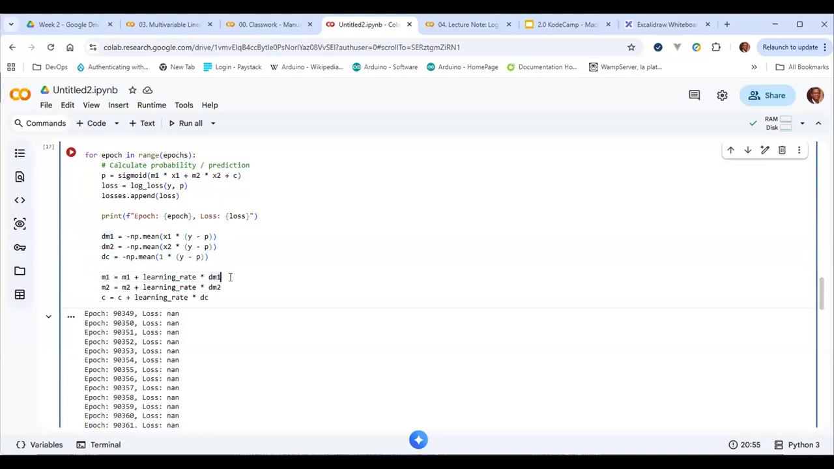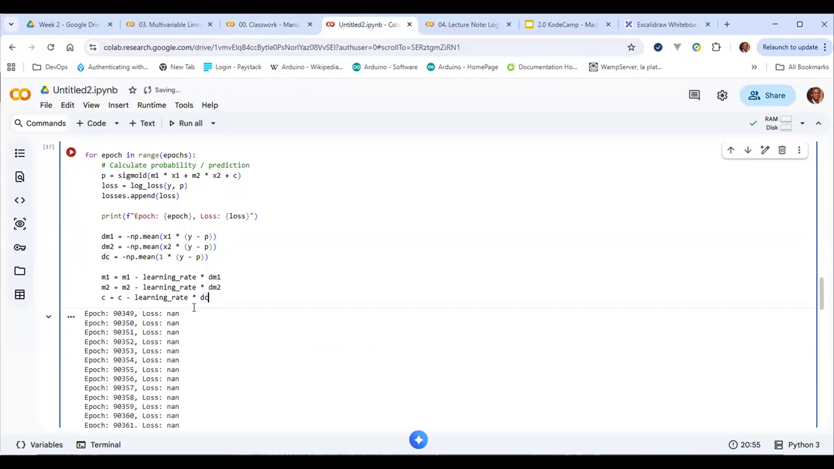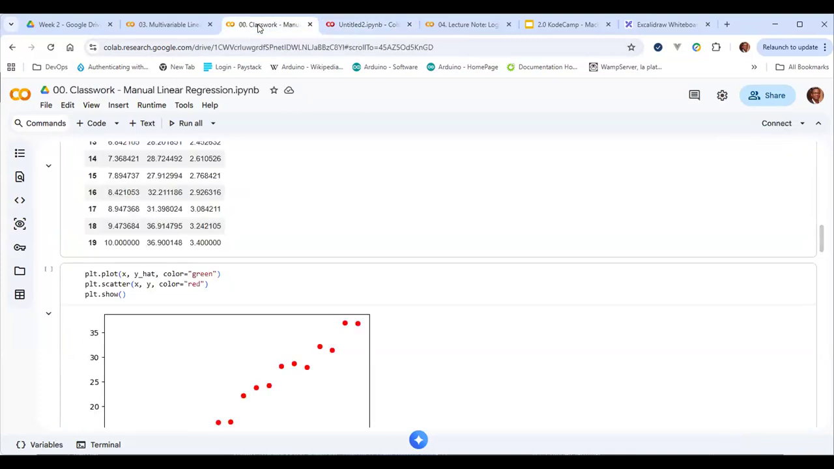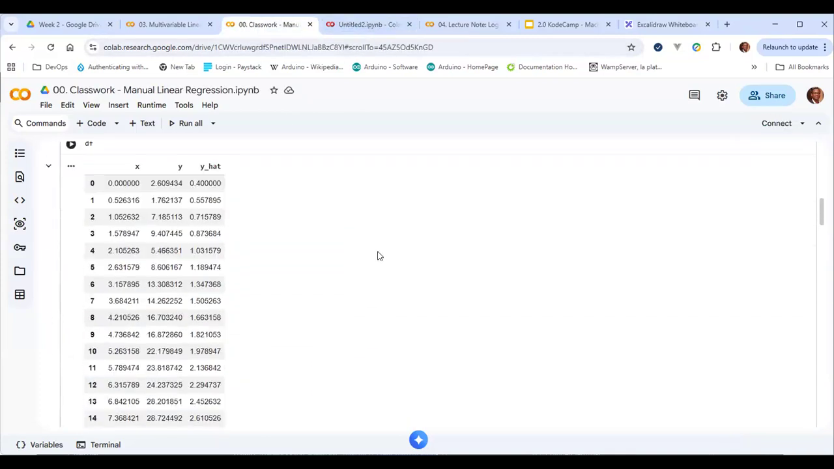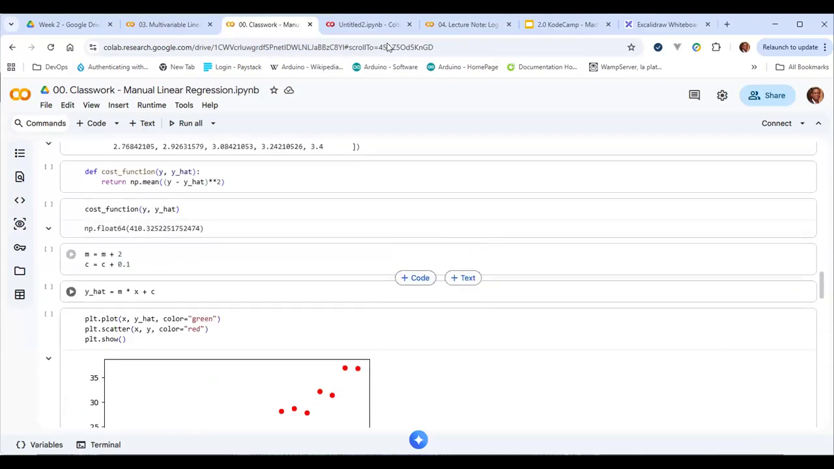Okay, I think I've seen where I made the mistake. This should be minus. You always go in the opposite direction to the gradient. Yes, so this is another very good lesson why you shouldn't accept what your Copilot gives you all the time.